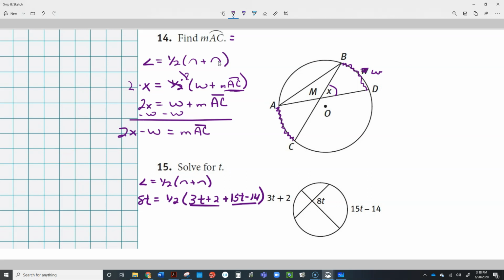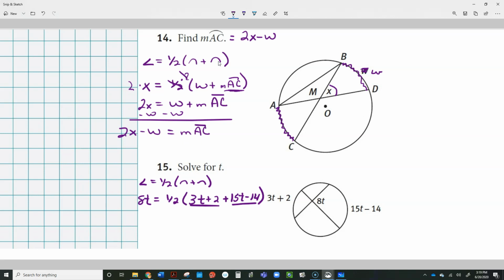Often we as students, because most of the problems that we do involve numerical answers, think that if we can't get a numerical answer, then it's not an answer. Well, we do have an answer right here. It just happens to be in terms of x and w. As soon as I know what the measures of x and w are, I'll have an answer for arc AC.